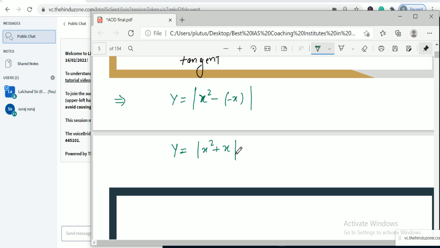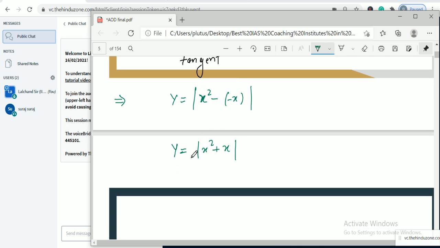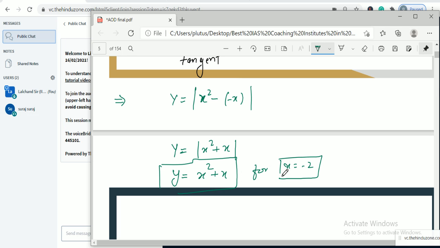So can you tell me now how to open this? Whether this is positive or negative for x equal to minus 2. I think this is positive because this is 4 and this is minus 2. So if this is positive, we can open the mod with a positive sign. So our equation will be y equal to x square plus x. This is our equation for x equal to minus 2. That particular part we are writing for the tangent and all.